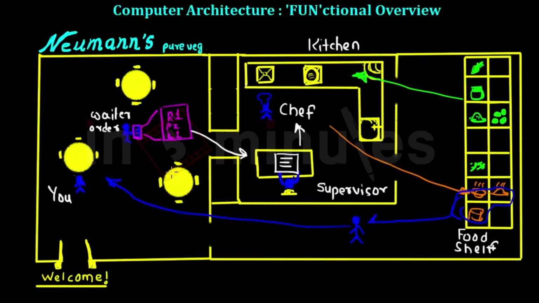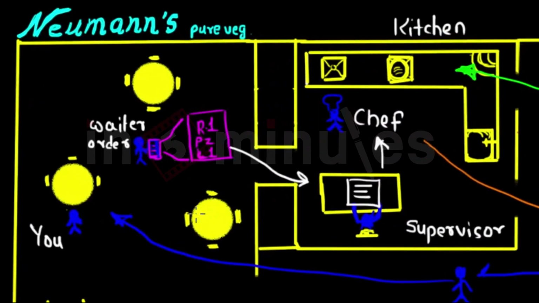So let's do that. What do each of these elements in the restaurant mean in computer architecture terms? So let's talk about that. First of all, who are you in this example? You are nothing but a programmer who is going to enter the program into the system, in this case, an order.